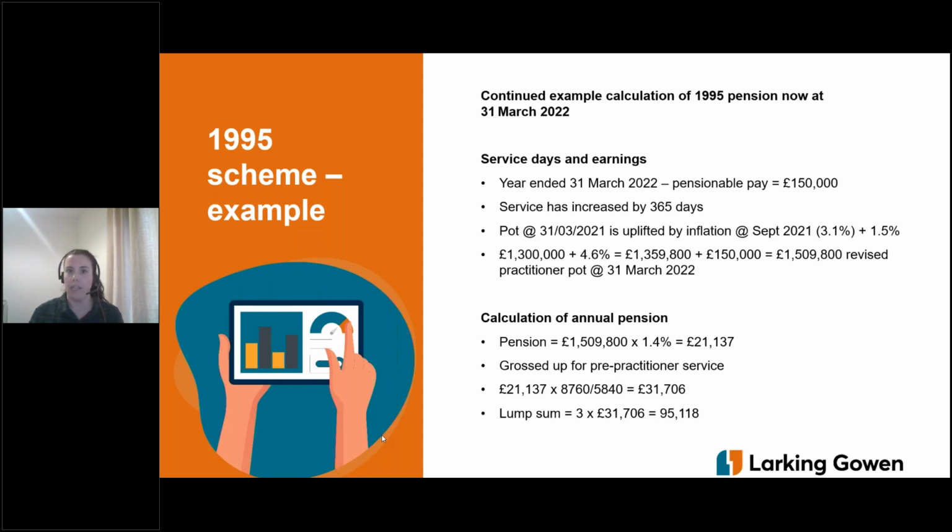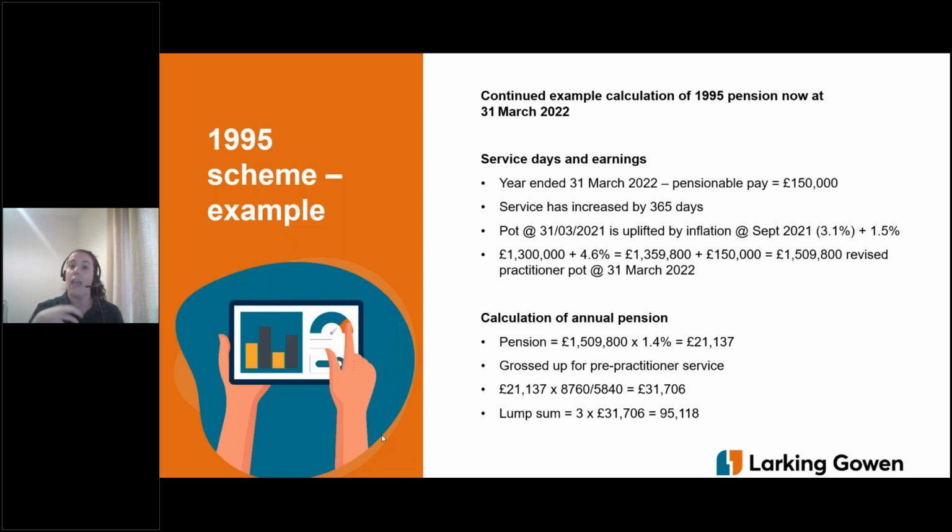Now, if you jump on a year to September 22, inflation was 10.1%. So you can see, although the 1.4%, as Lizzie said, doesn't seem a lot, actually, when inflation starts to kick in when it's quite high, it can make quite a difference to the figures. So the 1.3 million uplifted by 4.6% becomes 1.359 million. So that is our starting pot.